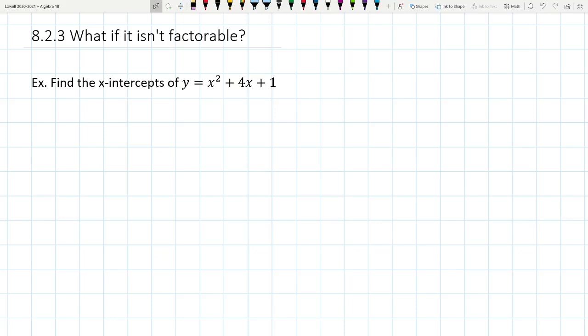Hello folks, so in this video I want to talk about what you can do in order to graph a function when it's not factorable. Well, this is kind of actually like a teaser video more than anything, but I'll explain why.